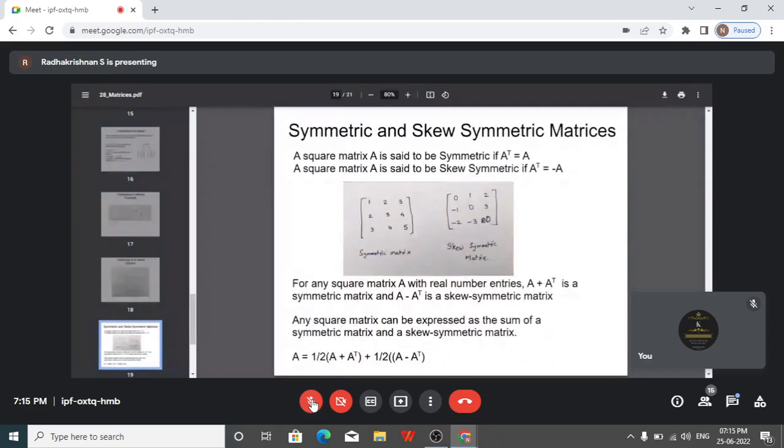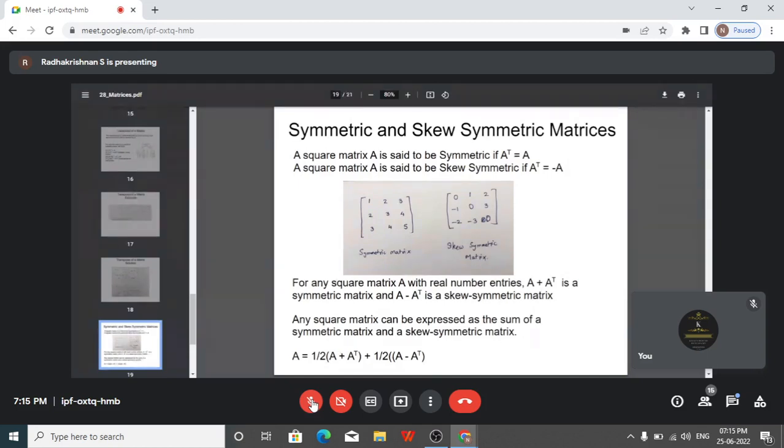Okay, so let's move on. There is one more concept in matrices called symmetric and skew-symmetric. A symmetric matrix means, if A transpose is equal to A, then we call it a symmetric matrix. If you draw a line along the diagonal, on either side it will look like a mirror image. The 2 and 2, 3 and 3, 4 and 4 are corresponding mirror images. That's why we call it a symmetric matrix.